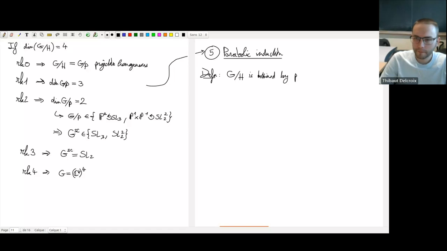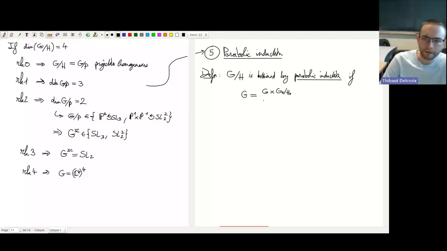So a homogeneous space is obtained by parabolic induction if it writes in the following way. It's the quotient of G times another homogeneous space by a group Q, where Q is a parabolic subgroup, proper parabolic subgroup of G.